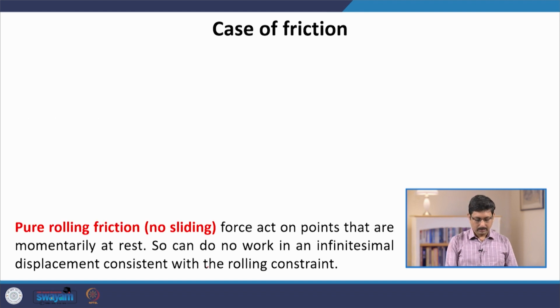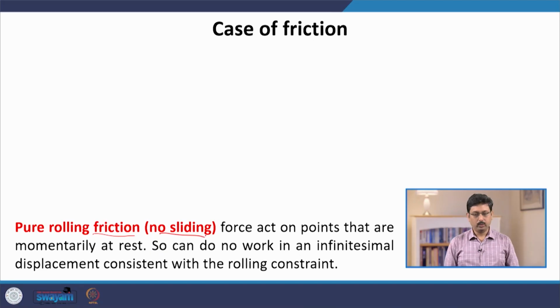Now, the rolling friction is okay. If this is the pen, this is a rolling motion. The rolling friction without any sliding is okay, because in the case of pure rolling without sliding, the points of contact are by definition momentarily at rest. So, it can do no work, which is consistent with the rolling friction. So, we are going to ignore sliding friction; rolling friction is okay.